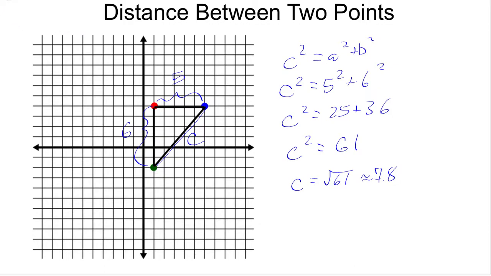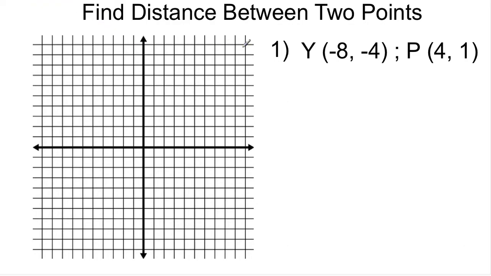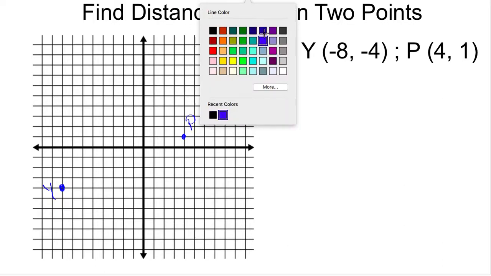Now, this is how we're going to be calculating distance between points, and we're going to be using a specific formula for distance. So if I have these 2 points here, -8, -4, so 1, 2, 3, 4, 5, 6, 7, 8. I think I count that right. 1, 2, 3, 4. We have this point here, and that's going to be y. And then we have P is 4, 1, and that is point P. We want to find the distance between these 2 points there.